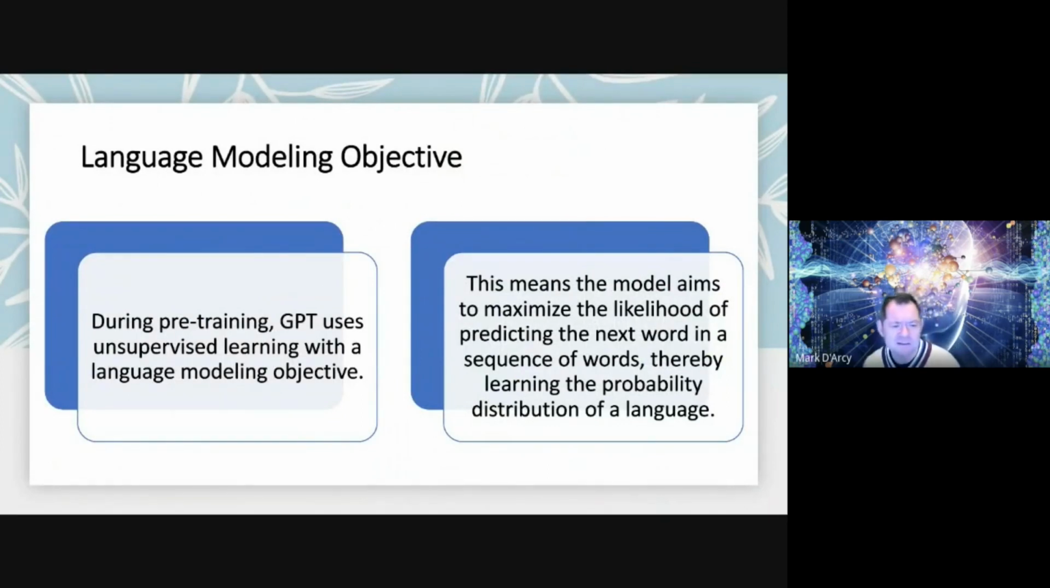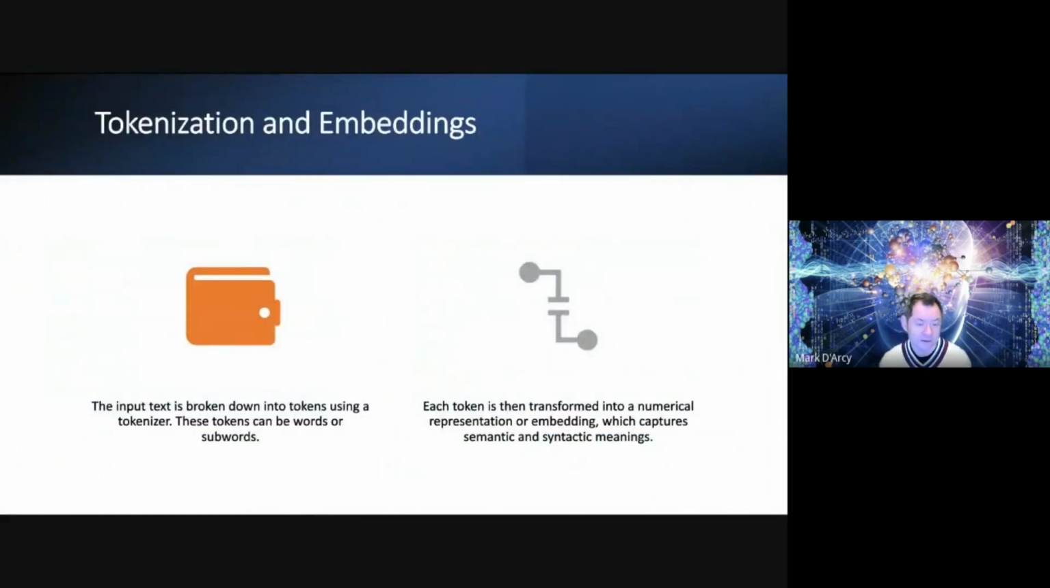Language modeling objective. During pre-training, GPT uses unsupervised learning with a language modeling objective. This means the model aims to maximize the likelihood of predicting the next word in a sequence of words, thereby learning the probability distribution of a language. This requires tokenization and embeddings.